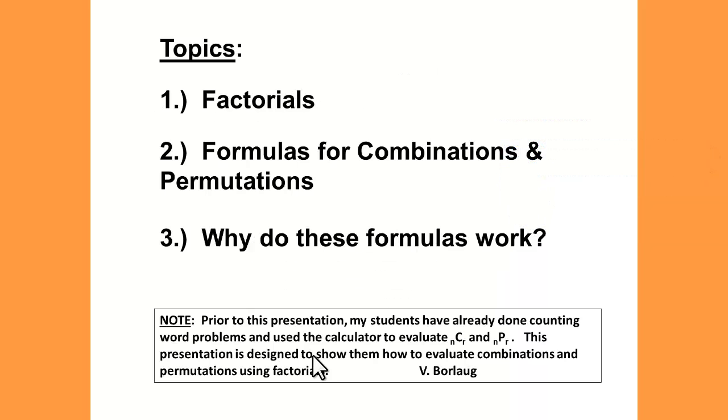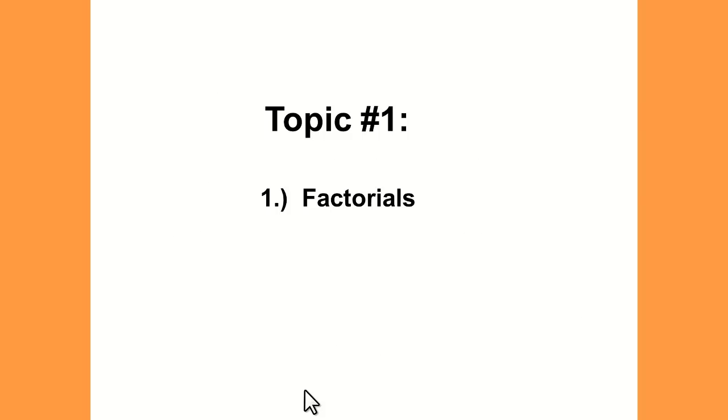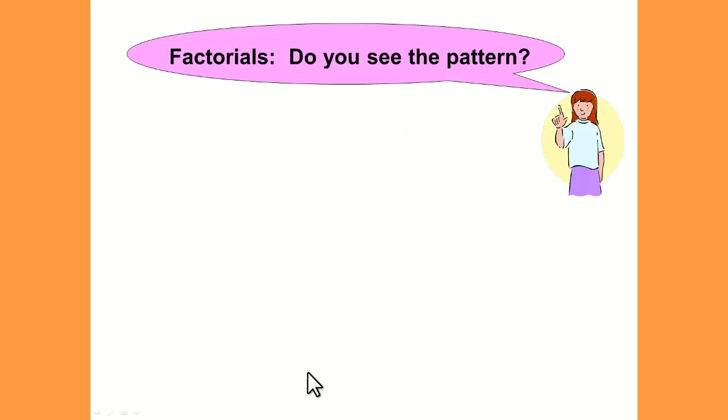We will cover the following topics: factorials, formulas for combinations and permutations, and why these formulas work. Note, prior to this presentation, Mrs. Borlaug's students have already done counting word problems and used the calculators to evaluate nCr and nPr. This presentation is designed to show them how to evaluate combinations and permutations using factorials. Topic 1 is factorials.